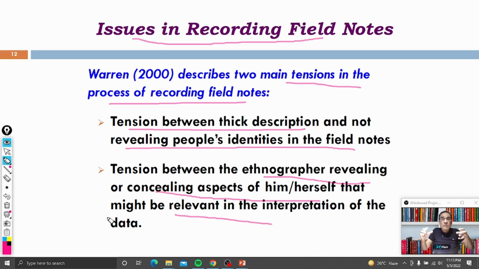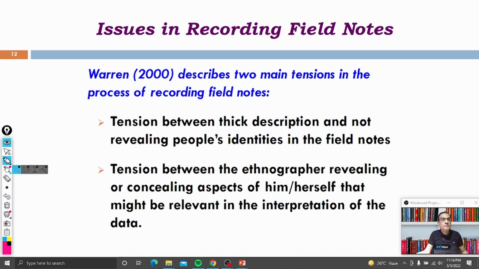So there is some information that is necessary, but ethnography is not interpretation. That is the other tension in the research. So these are the two main issues for the field notes in ethnographic research.